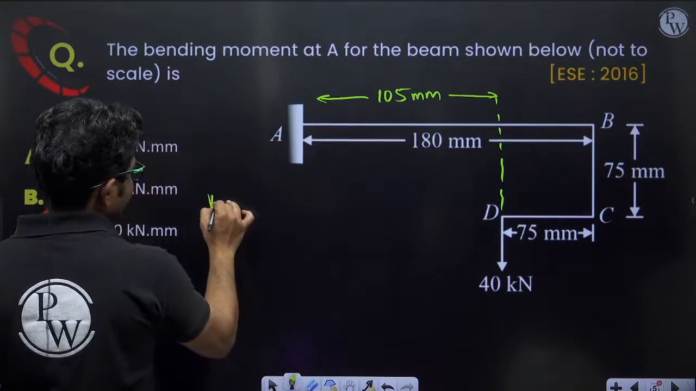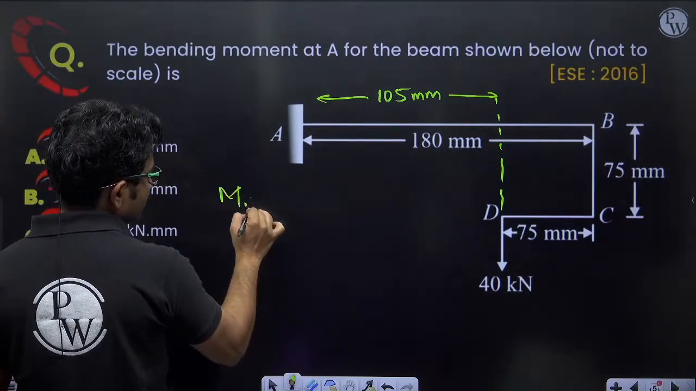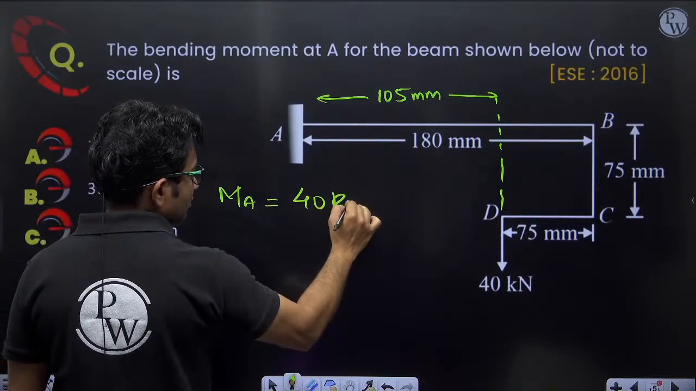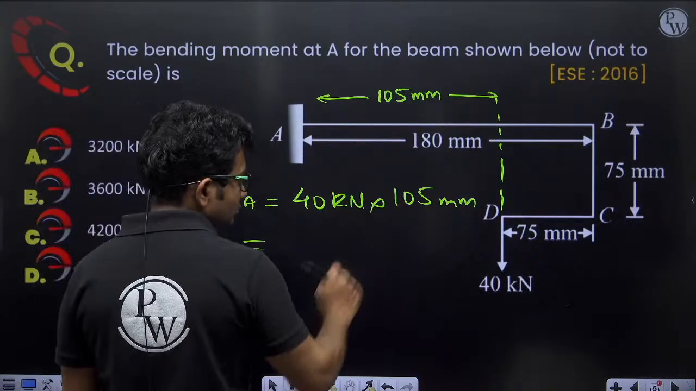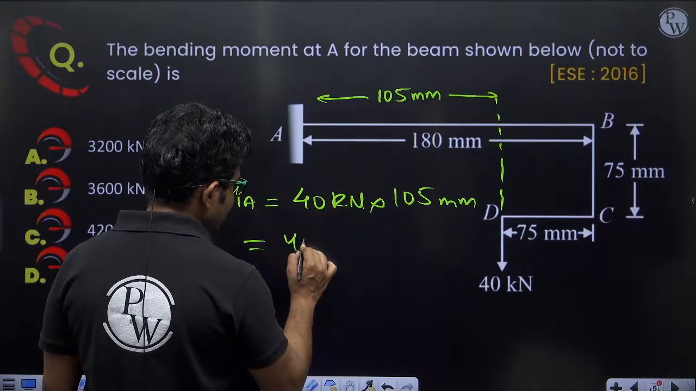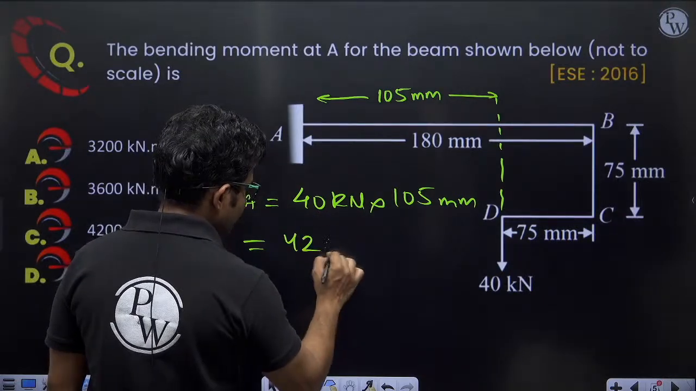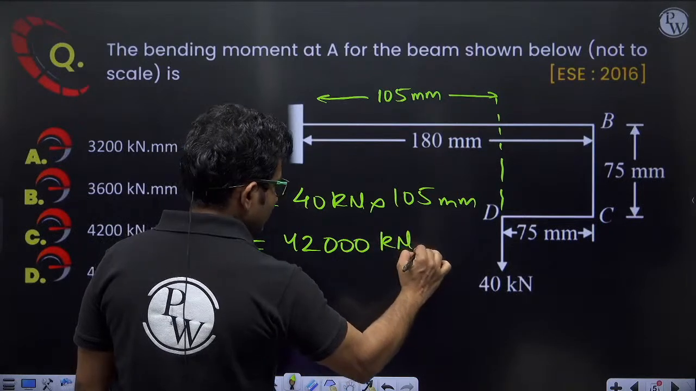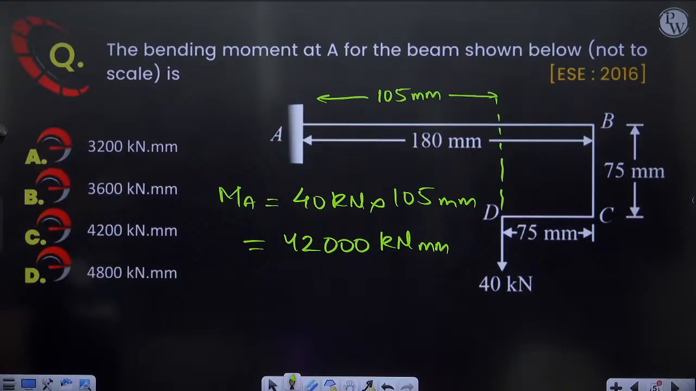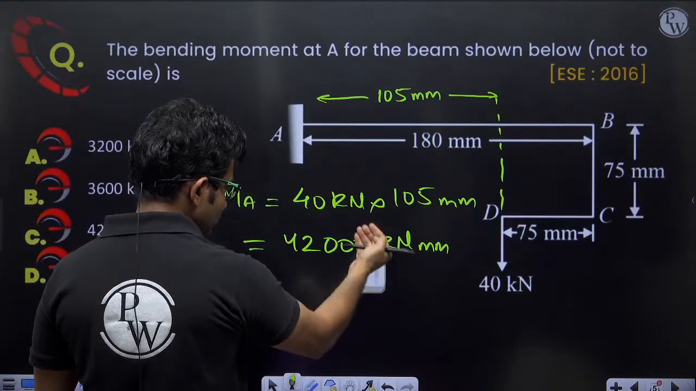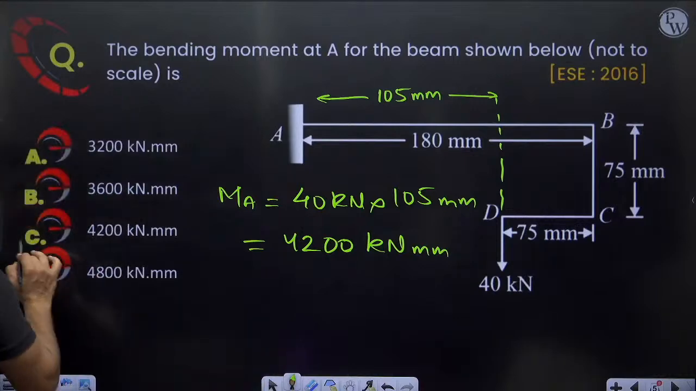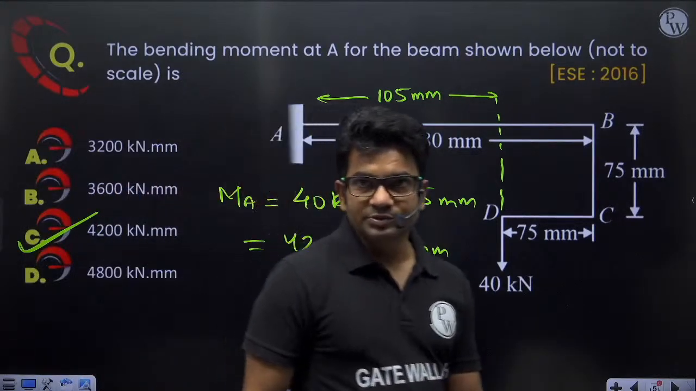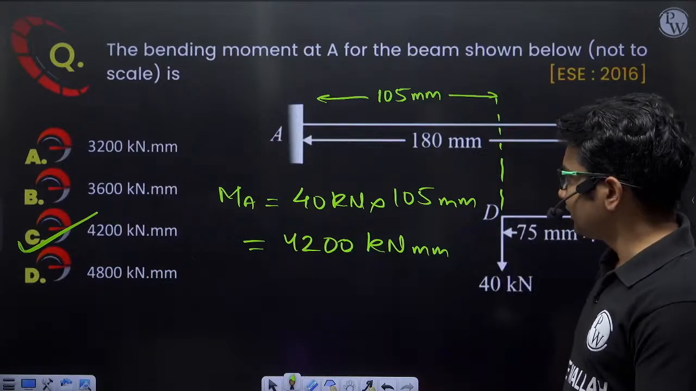Okay, so bending moment at A will be equal to how much? Force is 40 kilonewton into perpendicular distance 105 mm. So I'll be getting 4200 kilonewton mm. Correct answer will be option C. Okay, clear? Let's move on to the next question.